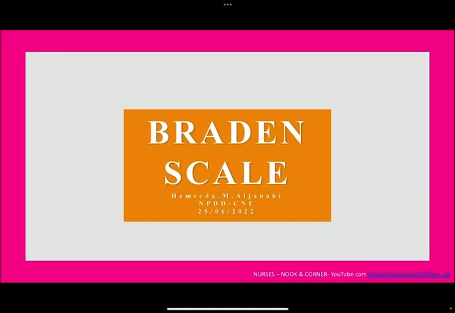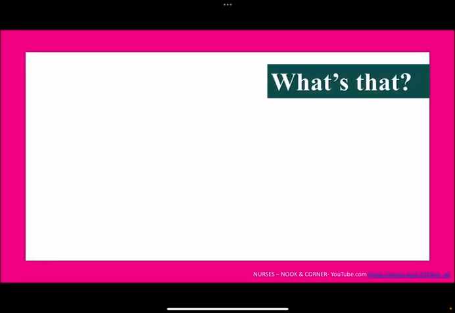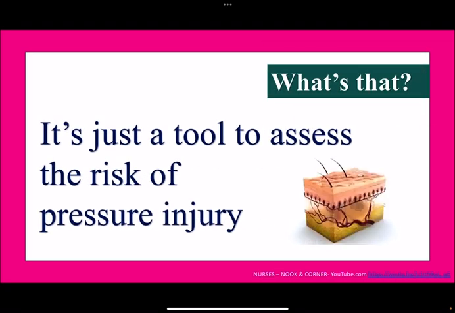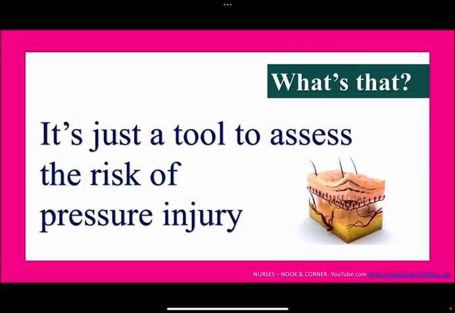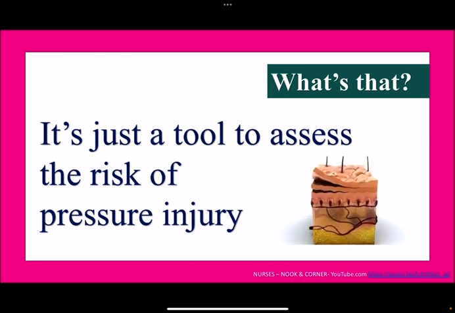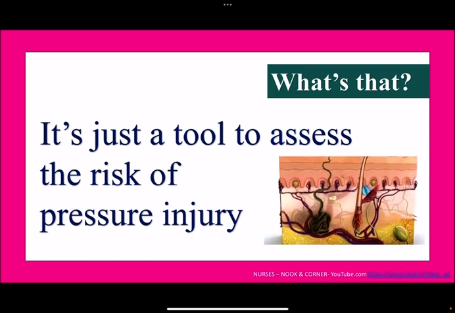Hello everybody. Here I'm going to present for you the Braden scale assessment tool. You know what this tool is? It is just a tool to assess the risk of developing pressure ulcers. It's very important to assess the skin for developing any pressure injuries or pressure ulcers.